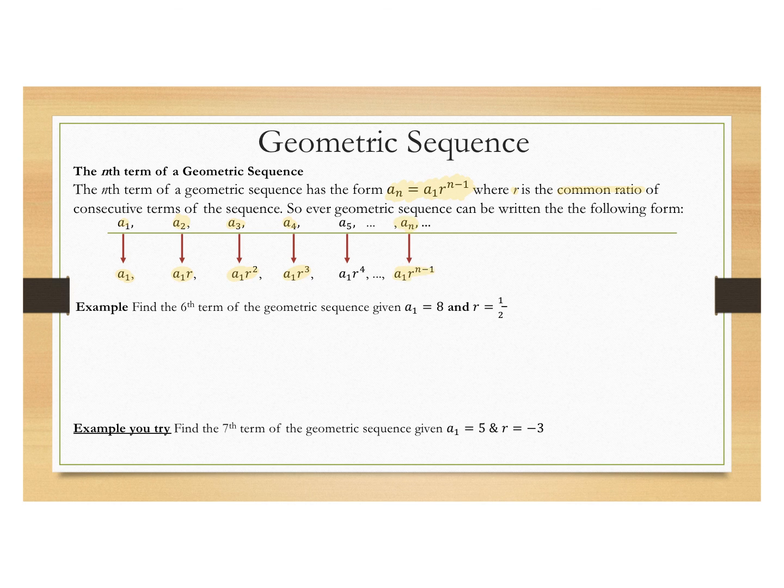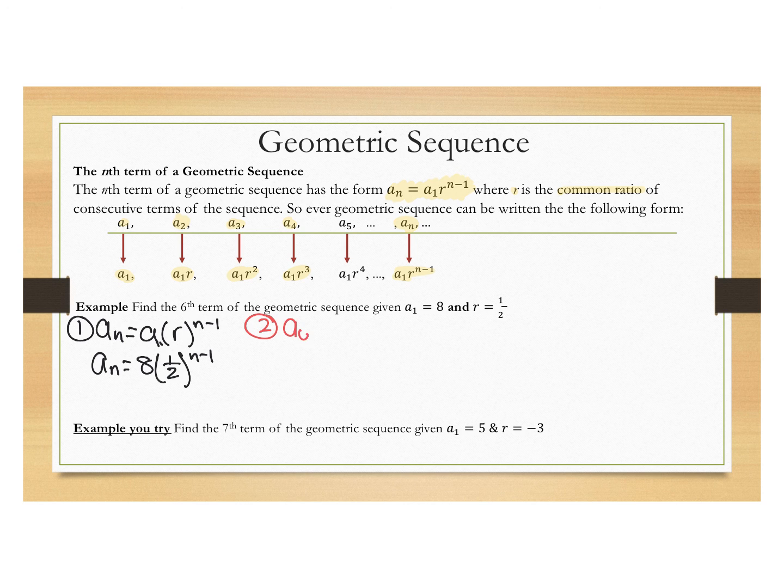Our next problem says we're going to find the 6th term of the geometric sequence given the first term and the common ratio. The first thing we will do is use our geometric sequence formula, and then plug in our values for a1 and r. So a sub n equals 8 times 1/2 to the n minus 1 power. And then the next step is to plug 6 in for n.